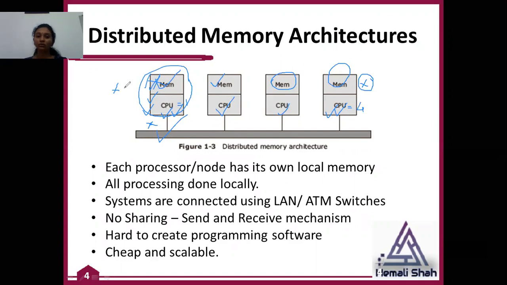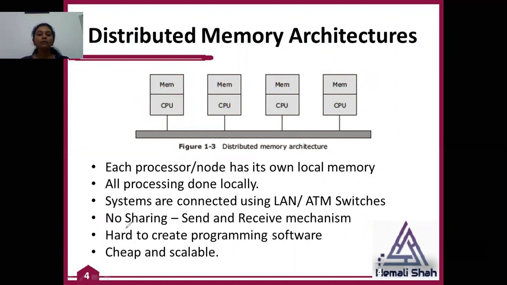So here there is no sharing, but it is always a send and receive mechanism. It always sends a message on the network asking what the value of X is, and the CPU having the value of X replies to the sender node. So all the computers communicate with each other via sending and receiving. Later in the chapter you will learn how to send and how to receive the value of some variable which is not available in the local memory.